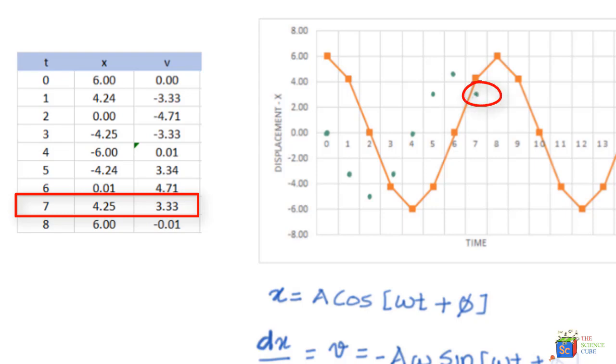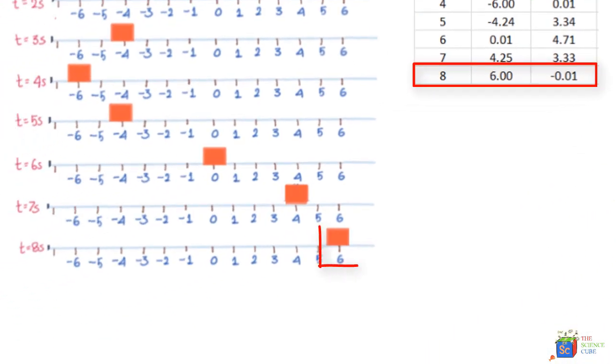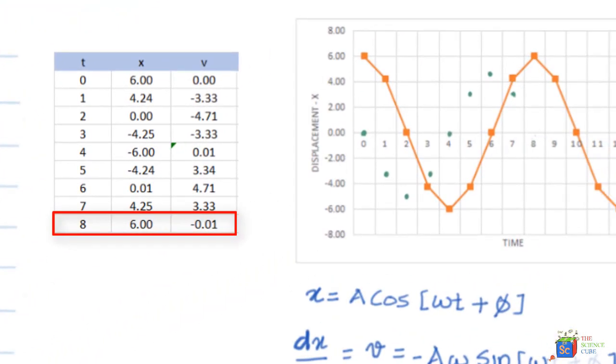And at t equal to 8 seconds, we can see that it has once again moved to the extreme right position and completed one oscillation. So we'll put at t equal to 8 seconds, its velocity is 0 meters per second. So we'll put a dot over here.